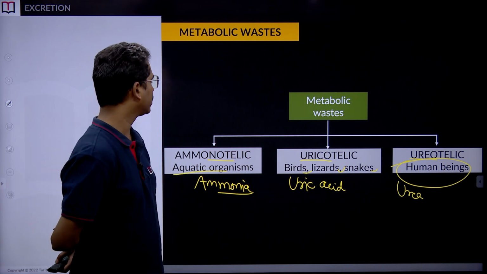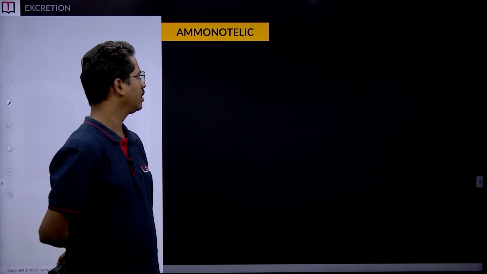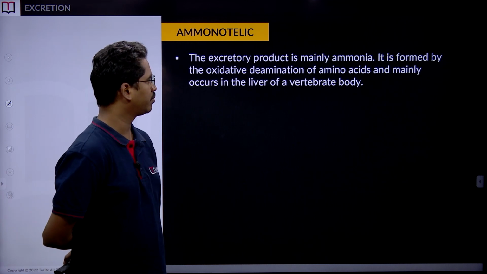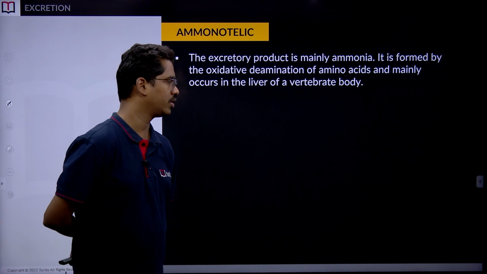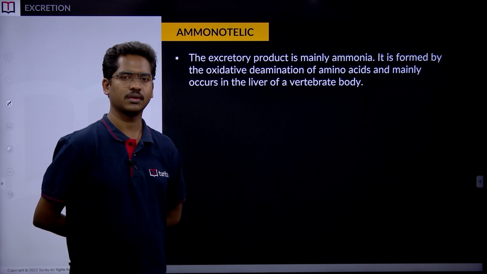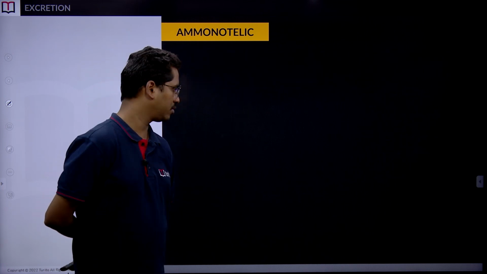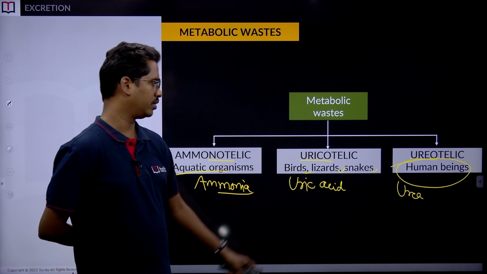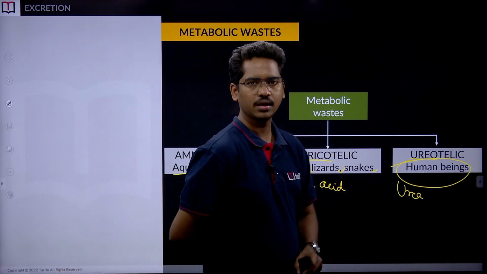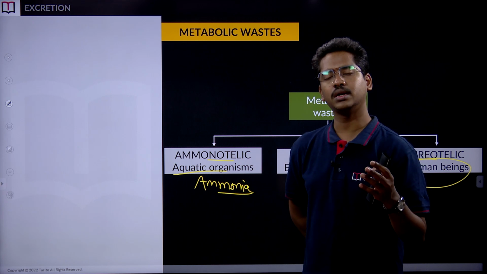Now, we would be looking into them one by one slowly. Ammonotelic, the first one. Okay. So, here the excreted products mainly contain ammonia. I want to tell you one more thing: whether it is ammonia, uric acid or urea, all three of them contain nitrogen in them.